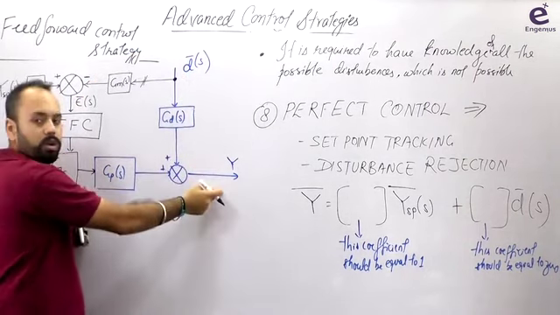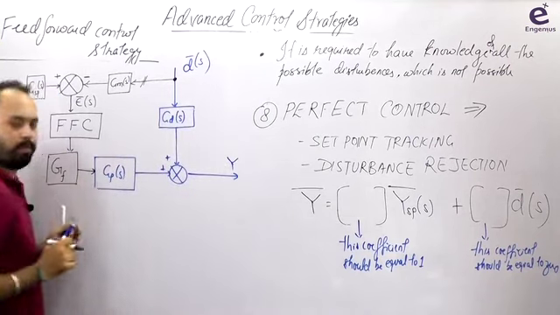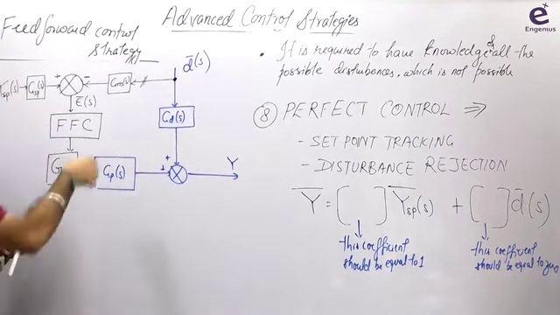How disturbance affects the controlled variable: GD. How the manipulated variable affects the controlled variable: GP. समझ आ रहा है कुछ कुछ? And this is how. See, what is the difference?